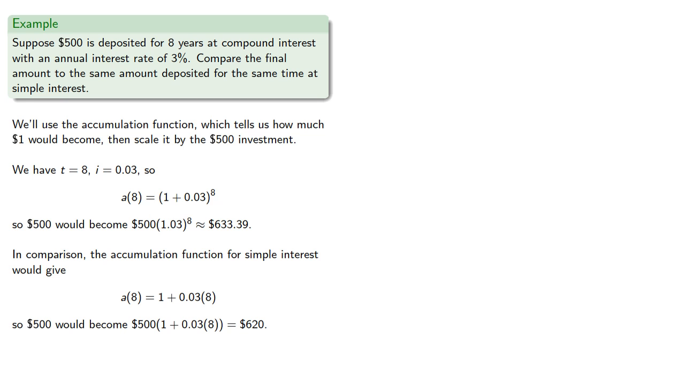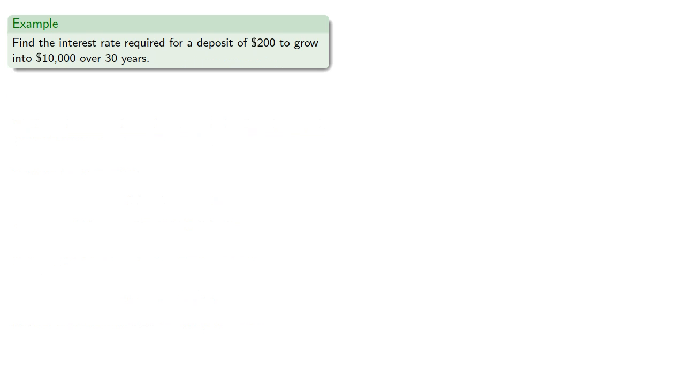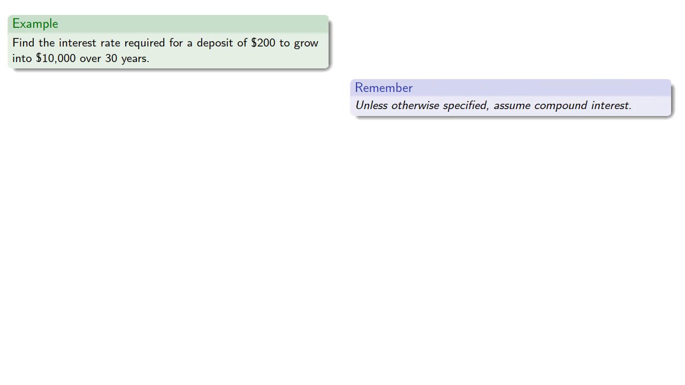We could also try to find an interest rate. So let's find the interest rate required for a deposit of $200 to grow to $10,000 over 30 years. So as a general rule, unless otherwise specified, we'll assume that we're dealing with compound interest. We rarely work with simple interest outside of a few basic examples. So our amount function will be, and we know the amount we want, $10,000, and the starting principal, $200. We also know the time, 30 years.